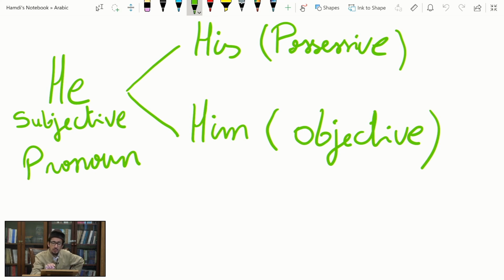It refers to, say, Muhammad Rasulullah sallallahu alaihi wasallam. They call it objective pronoun because it is the object of a verb, of an action, right? This one they call subjective pronoun because it is the subject of the sentence. It replaces the subject of the sentence, right?